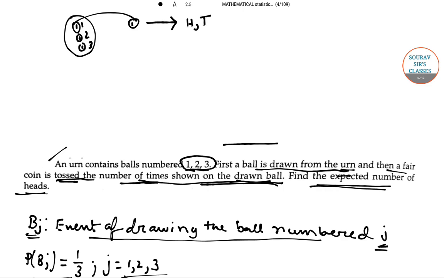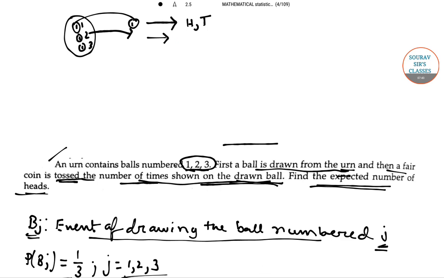So first we'll draw a ball, say which is 1. Now for that numbered ball we will toss one time if the ball number shows 1. Now if we draw the ball numbered 2, we have to toss 2 times.